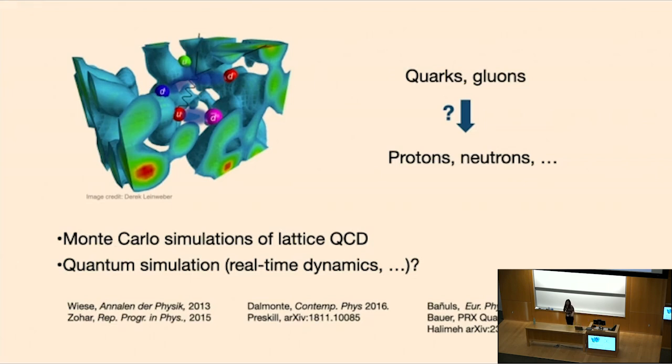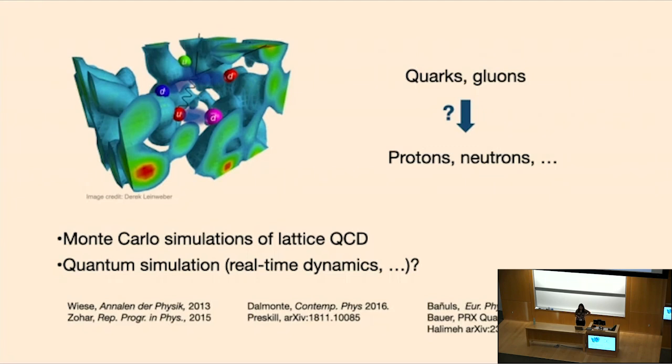Because there are some regimes where classical Monte Carlo simulations encounter the same problem. For example, it's hard to simulate real-time dynamics. It's hard to simulate regimes in extreme conditions that are important for cosmology or in astrophysics, for example. So these are some reviews that try and address this question: can quantum simulation be useful in this context?